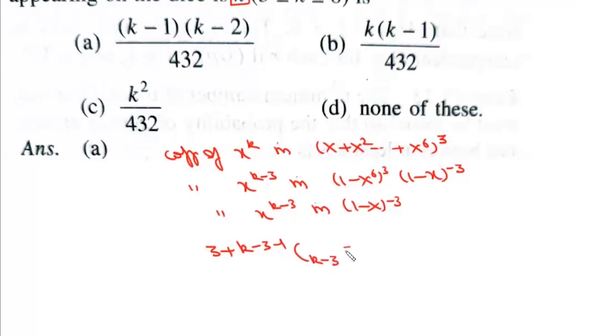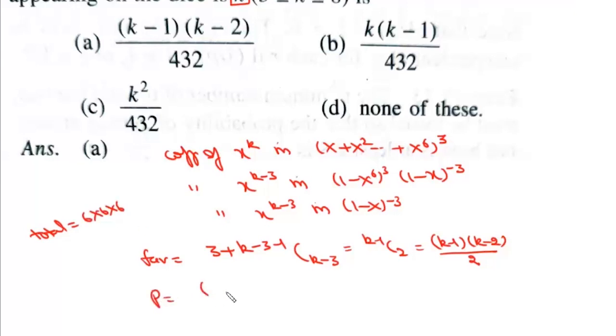So it will be this: k minus 1 C2, which is k minus 1 into k minus 2 whole divided by 2, and that's your favorable cases. Now the total number of cases will be 6 into 6 into 6. So this required probability will be k minus 1 into k minus 2 divided by 2 into 216, which is (k minus 1)(k minus 2) over 432. That's your option A.